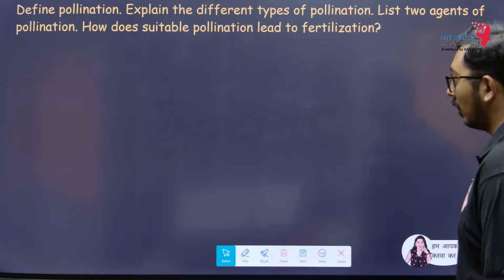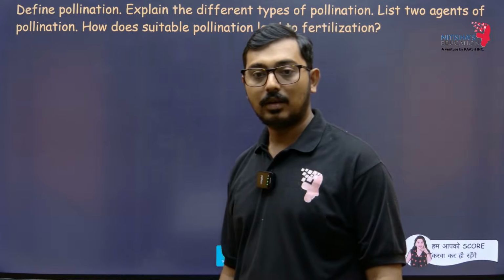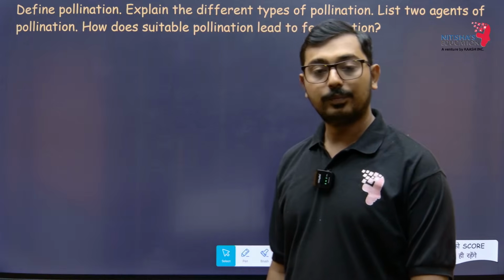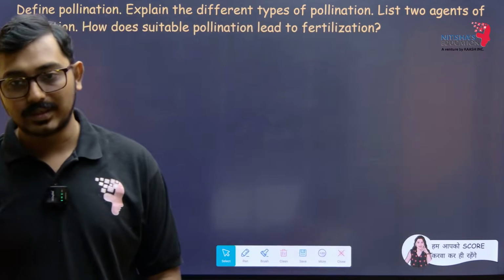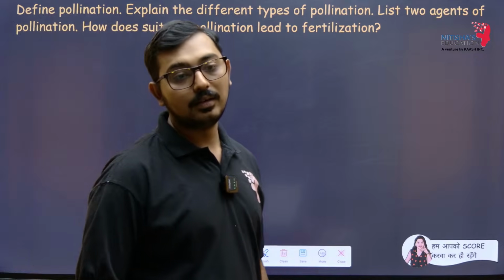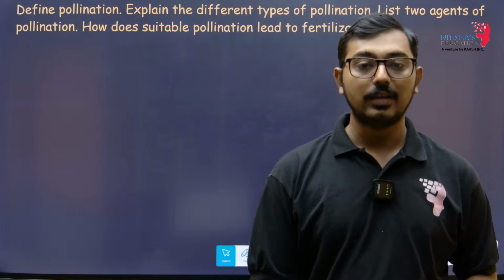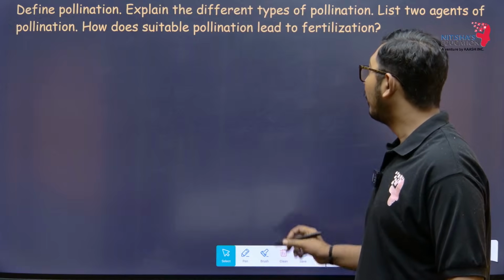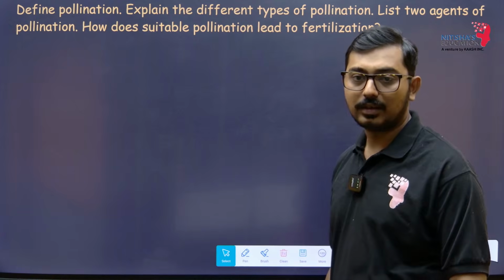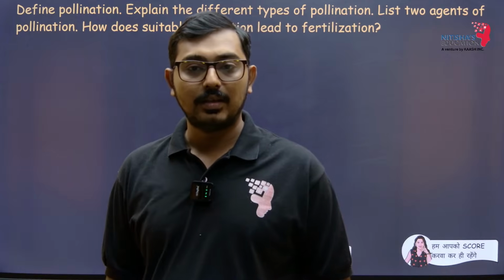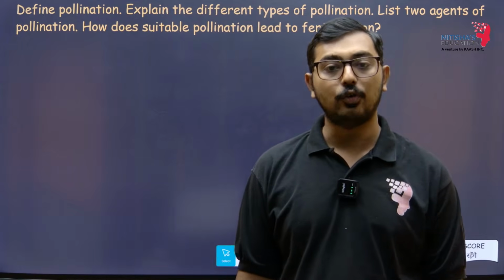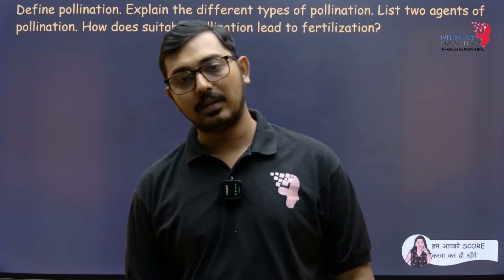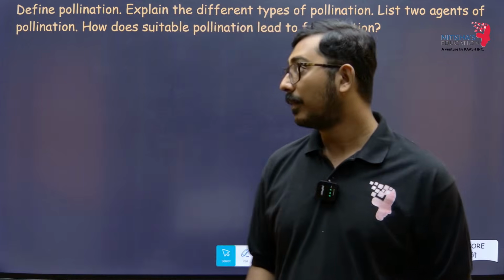Define pollination. What is pollination? Again, same type of question. Pollination is a process through which reproduction in plants takes place. So that is it. Now, different types of pollination. One we discussed just now: that pollination is self-pollination, or it could be cross-pollination. So these are the two types of pollination which could help in reproduction in plants.